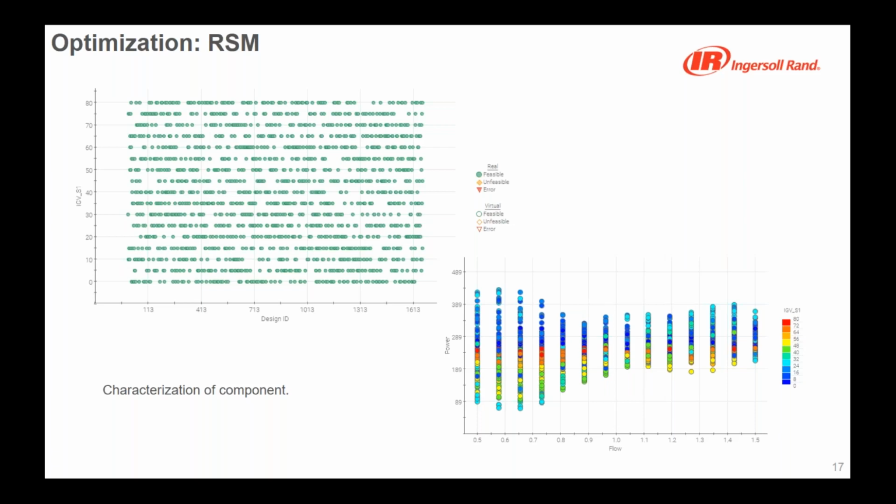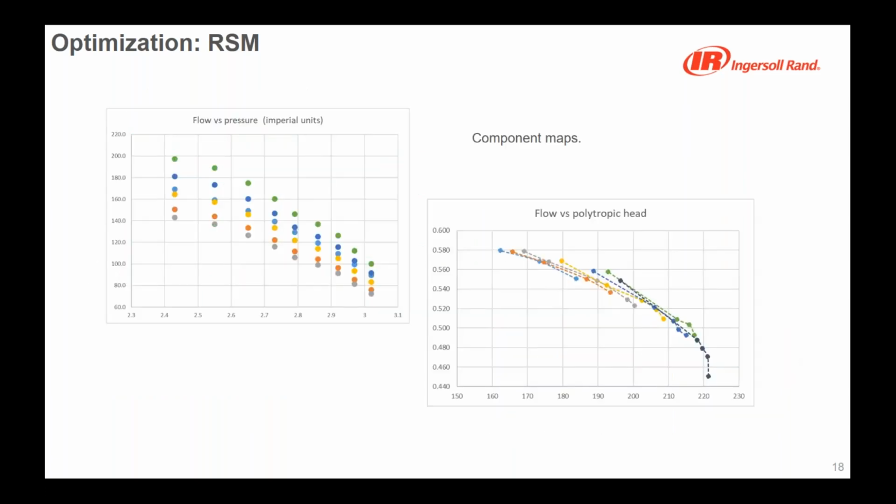And you can do this with any component. So with the same analysis, you get more than one opportunity. We get the surge or choke characterization. We can characterize a single component to get details. And last, you can also get some component maps.